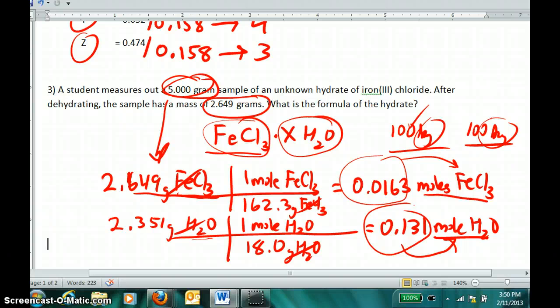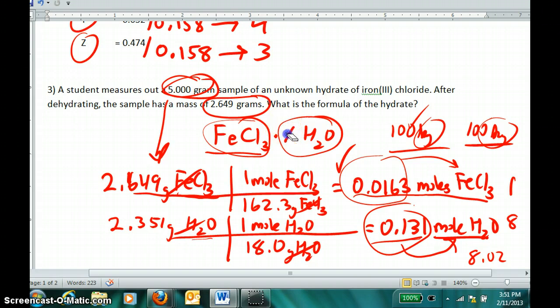So, to find the lowest whole number ratio, I follow the procedure that I outlined above, namely, identify the smallest value. That would be 0.0163, smaller than 0.131. And first try and see if the other number is divisible by the smallest number. And when I divide 0.131 by 0.0163, I get 8.02. And I say that anything within a tenth of a whole number is good. So yes, this ratio is actually a 1 to 8 ratio. For every 1 formula unit of iron(III) chloride, we had 8 formula units or molecules of water.